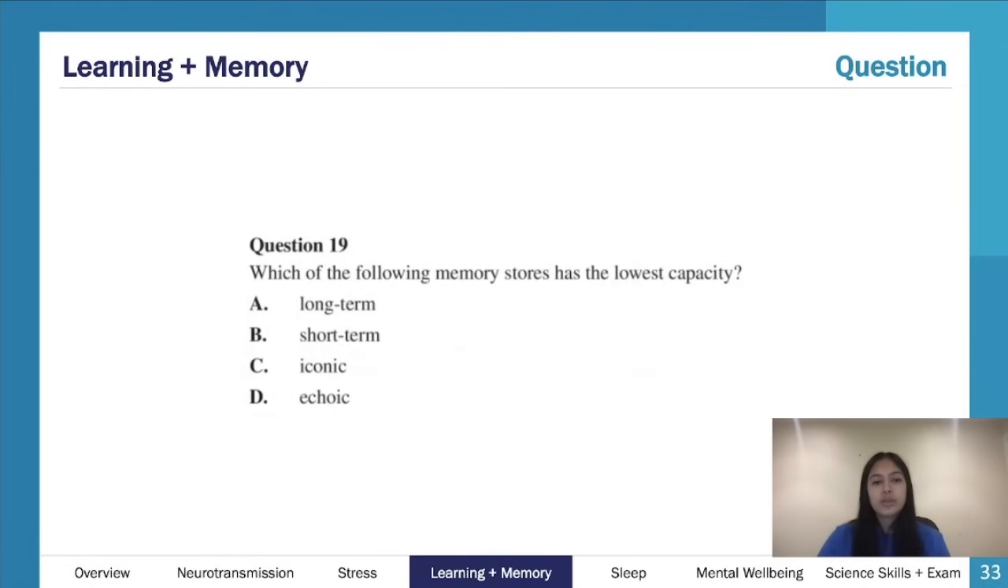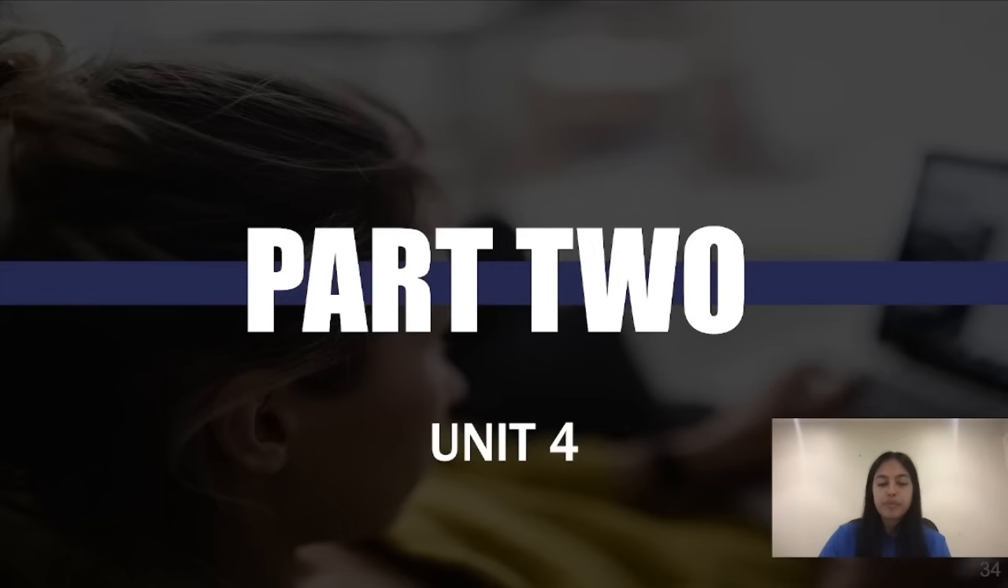All right, quick question. Which of the following memory stores has the lowest capacity? Think capacity, we're not talking about duration. How many items can we hold? Long-term, we know that's unlimited. Short-term is about 5 to 9. Iconic and echoic, remember, we can see everything we want to and hear everything we want to. It's just what we pay attention to. So short-term has the lowest capacity because the rest are basically unlimited.